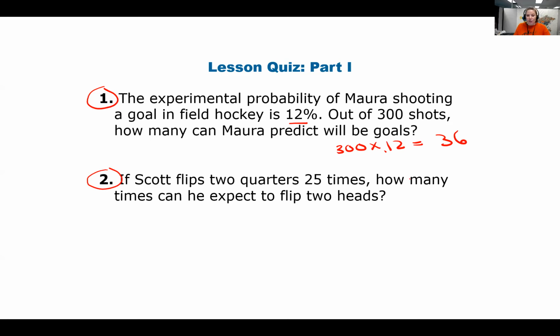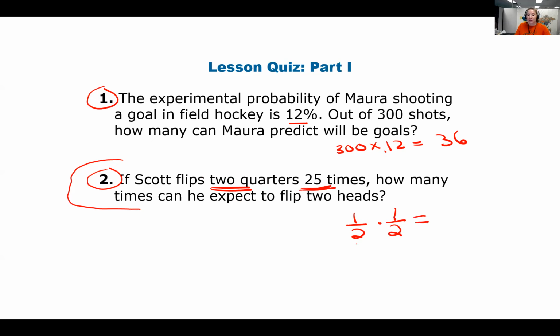If Scott flips 2 quarters 25 times, how many times can he expect to flip 2 heads? Well, we don't know the experimental probability, so we can only use theoretical probability, right? So every time you flip a quarter, there's a 50% chance of you doing that. So the first time he flips a quarter, there's a 50% chance of him getting heads. And then when he flips the second quarter, there's also a 50% chance.